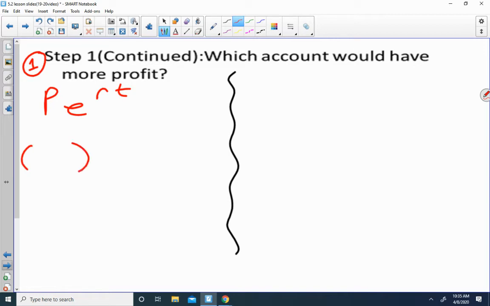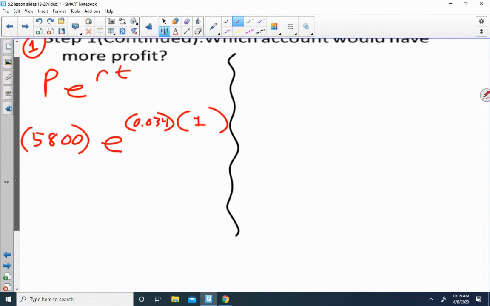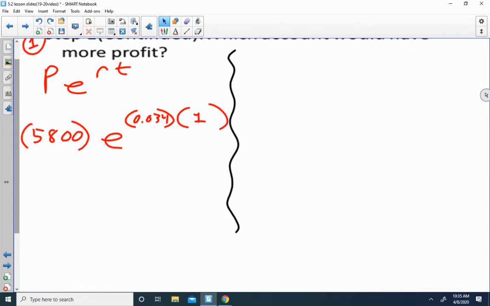So in other words, our principal will be 5,800. Then we're going to be using the E formula, and the E is going to be raised to the power of the rate times the time, where the rate was 0.034, and the time, which again is 1 year. So let's go ahead and compute that. To start off, 0.034 times 1 doesn't really change anything. So you don't really need that 1 there.